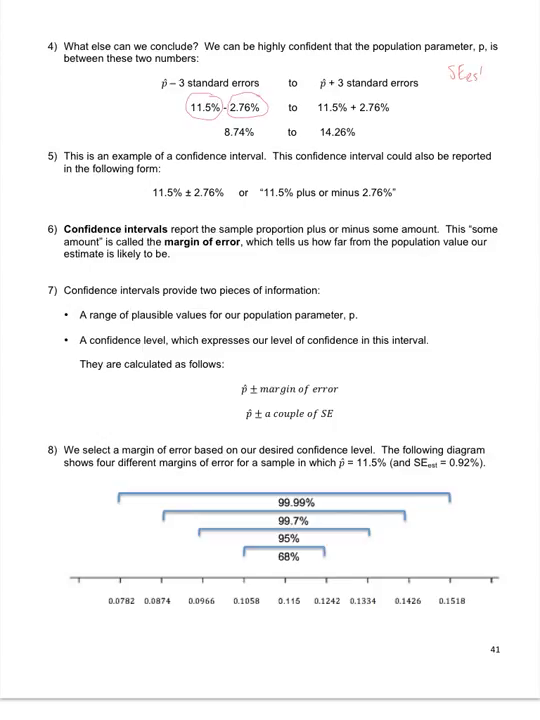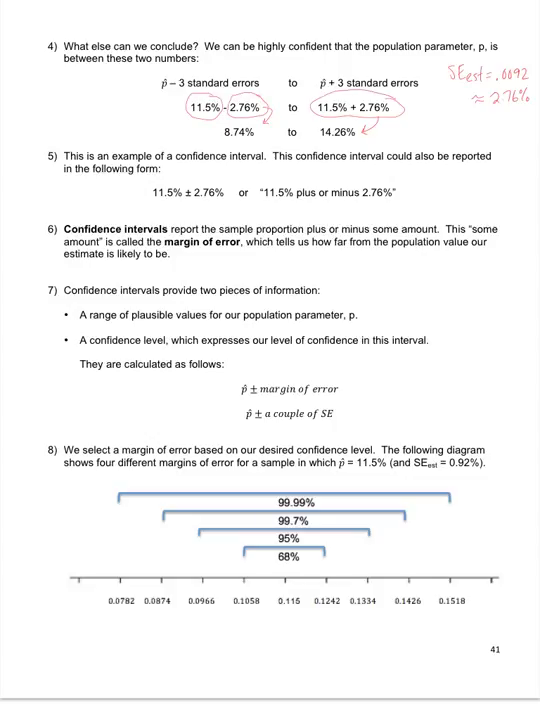If you remember from the previous page, our estimated standard error was 0.0092. And if we triple that, we get about 2.76%. So again, I'll leave that up to you to double check. And if we simplify that, carry out the subtraction, we get this value. Carry out the addition, we get that value. So this is an example of a confidence interval. This confidence interval could also be reported in the following form.